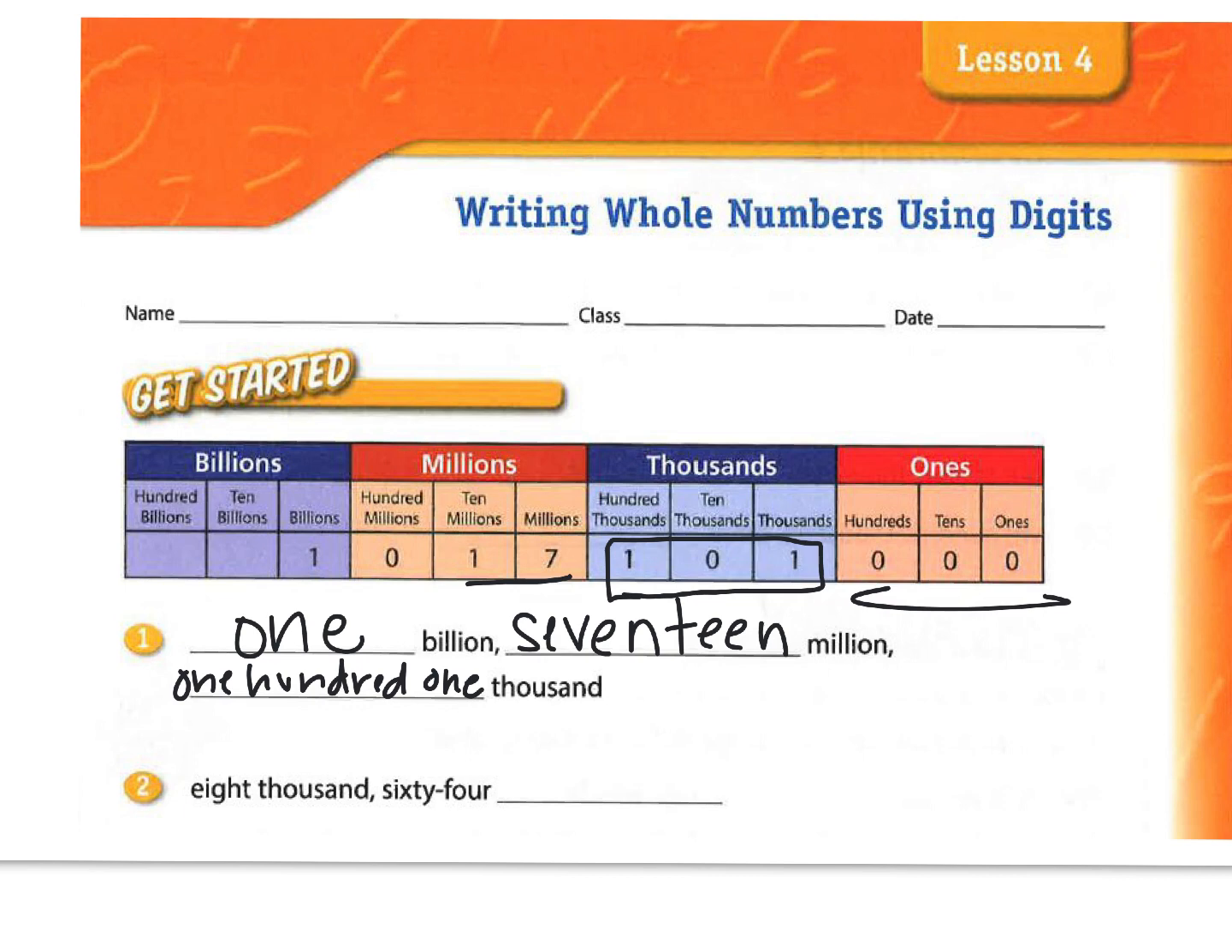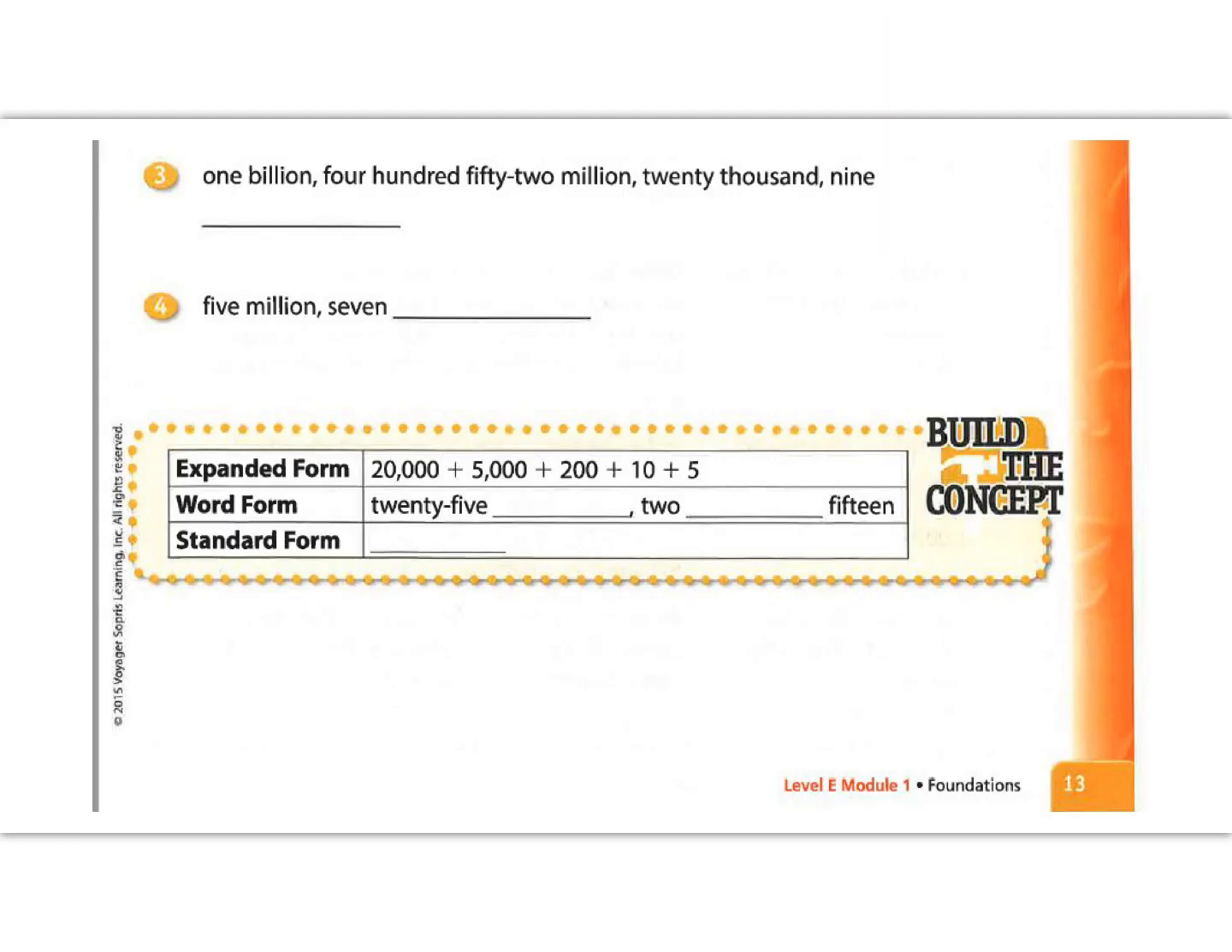And then right here is a practice one for number 2, 8,064. So we have 8,000. There's no hundreds, but then 64. So we're going to practice more of that today, writing whole numbers using digits. Here's another one for number 3.